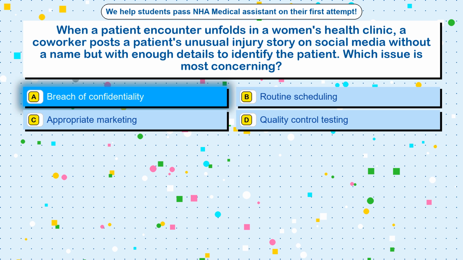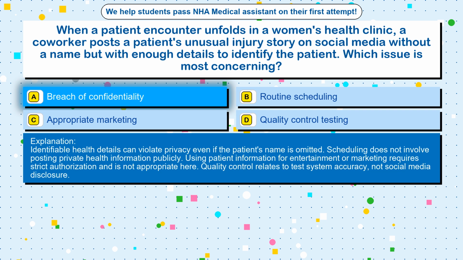The correct answer is option A. Breach of confidentiality. Identifiable health details can violate privacy even if the patient's name is omitted. Scheduling does not involve posting private health information publicly. Using patient information for entertainment or marketing requires strict authorization and is not appropriate here. Quality control relates to test system accuracy, not social media disclosure.